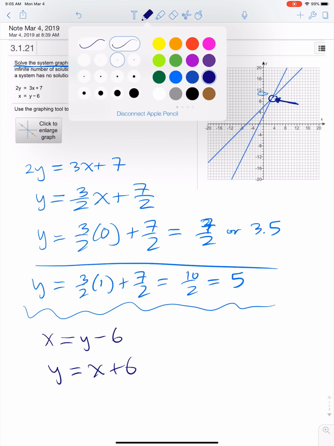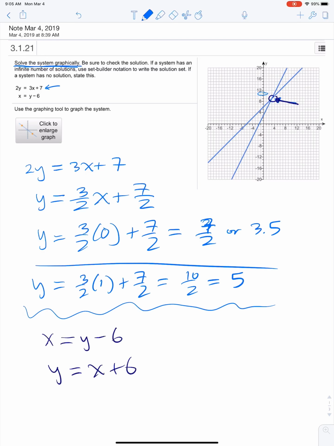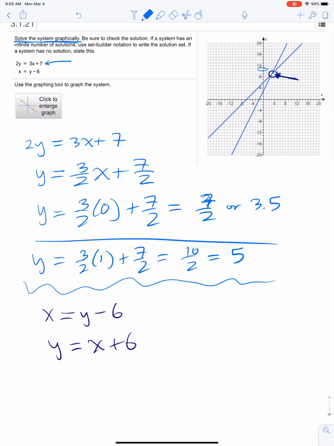So we have to graph them both one by one. The first graph is right here. It's 2y equals 3x plus 7. One thing you could do is solve for y, and I did that there. Then I started plugging stuff in to try to get 2 points. For instance, if you plug in 0, you get 7/2, which is 3.5. If you plug in 1, you get 5. So we basically have 2 points. First point is (0, 3.5). Second point is (1, 5).